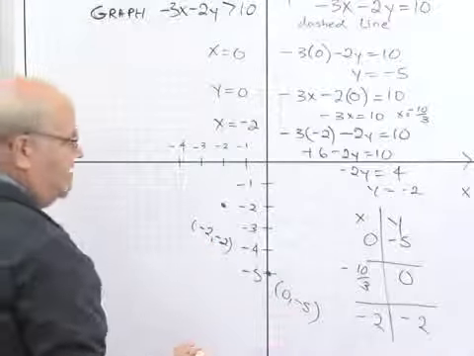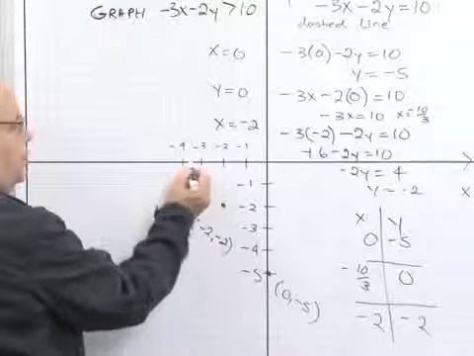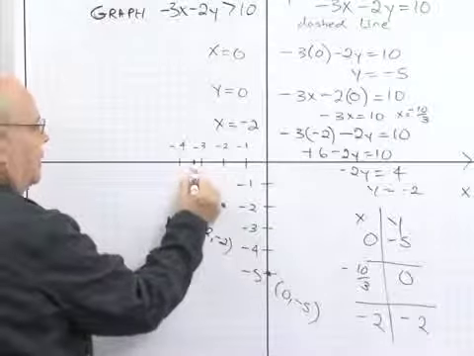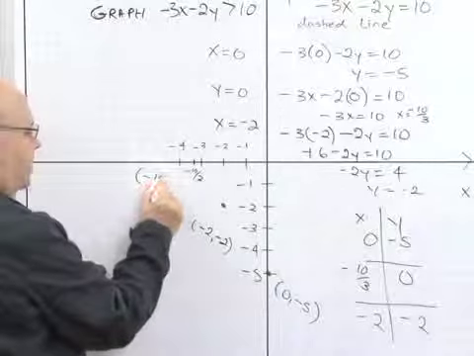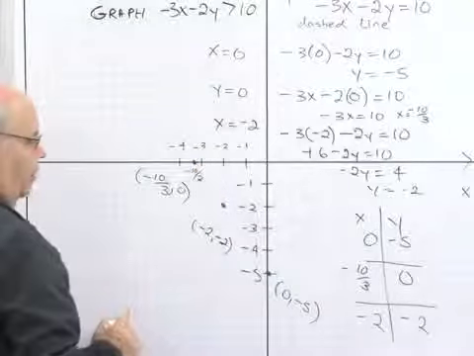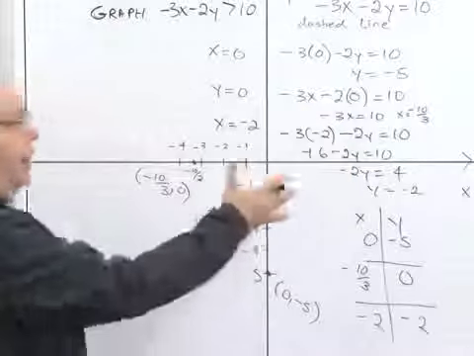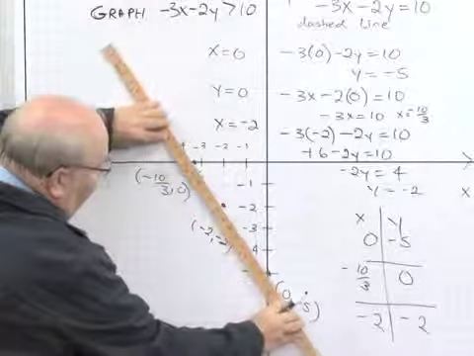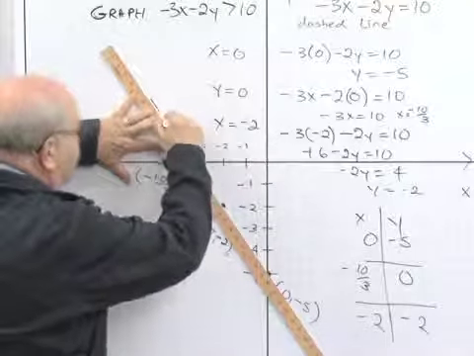This one we have to estimate just a little bit. Minus 10/3 is minus 3 1/3. So it's a third of the way between minus 3 and minus 4. So we'll say minus 10/3 is about there. The ordered pair is minus 10/3 for x, and y is 0. Here is our point. Now, when we go to draw the boundary line, it has to be a dashed line. So as I draw the line and I line up the 3 points, I don't make a solid line. I make a dashed line.